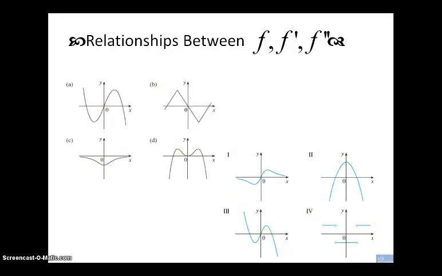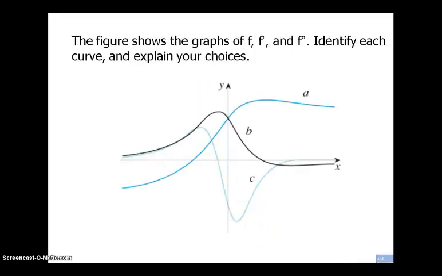So let's move on to another type of problem that we might see on AP. Here it says the figure shows the graphs of f, f prime, and f double prime. Identify each curve and explain your choices. The best way to identify which function might be f, which might be f prime, and which might be f double prime is to start with zeros.